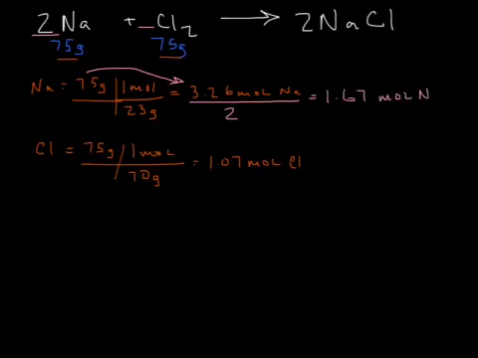moles of sodium. Now chlorine, its coefficient is 1. So I have 1 mole of chlorine in this equation. We know that 75 grams is approximately 1.07 moles of chlorine. So I do that simple division.